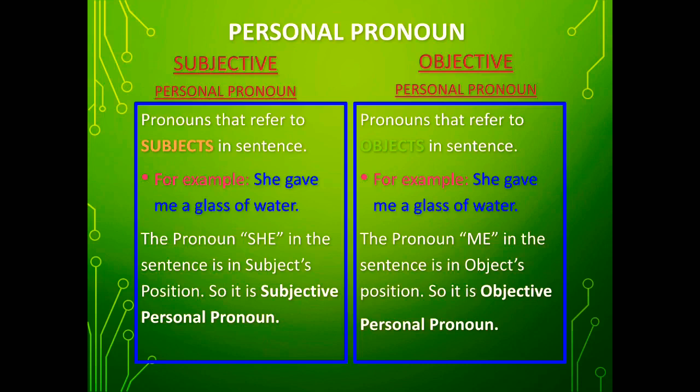For example, she gave me a glass of water. Here we can see that there are two pronouns, she and me. The pronoun she in the sentence is in subject's position, so it is subjective personal pronoun. But the pronoun me in the sentence is in object's position, so it is objective personal pronoun.